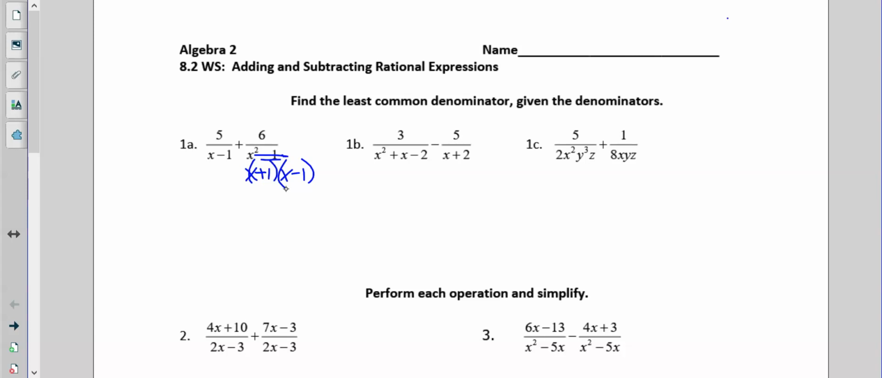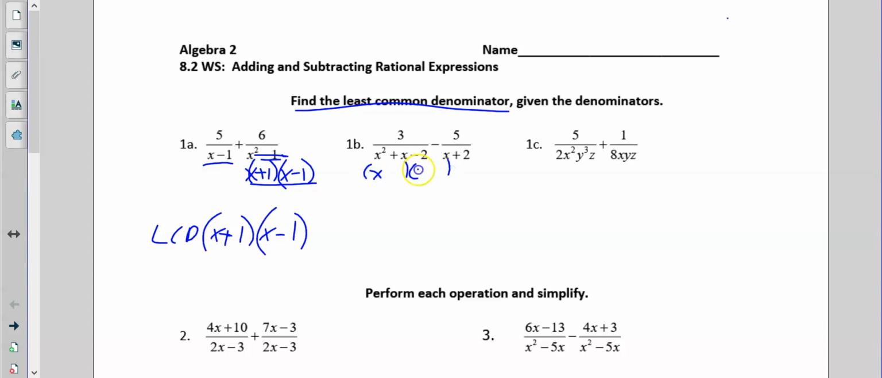All right, okay? And that's all we're doing right now. We're just finding the least common denominator. So this one here has x plus 1, x minus 1. This one has only x minus 1. So the LCD for this one is the x plus 1, x minus 1. Okay?